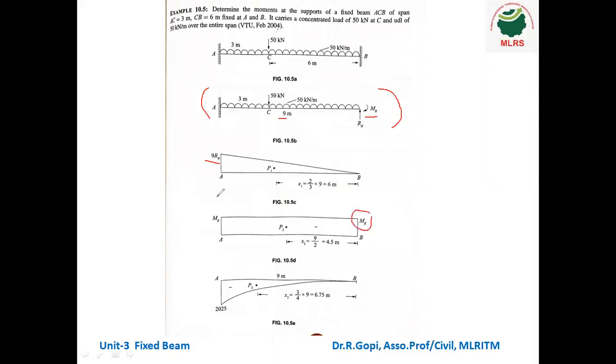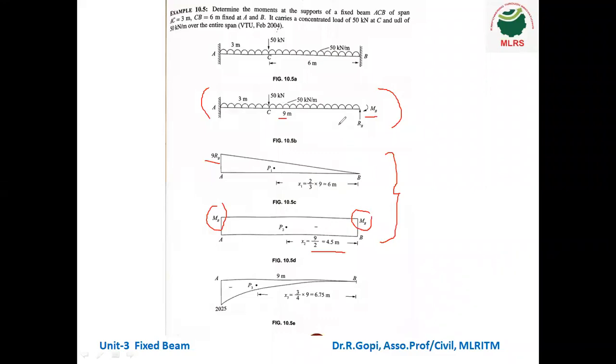So directly you can take MB, and the corresponding centroid distance is L by 2. So L is 9 meters, 9 by 2 meters. Okay. So this is common for all the problems in case of fixed beam. Next. So here you can see there are two loads acting. So we can't apply these two loads at a time.